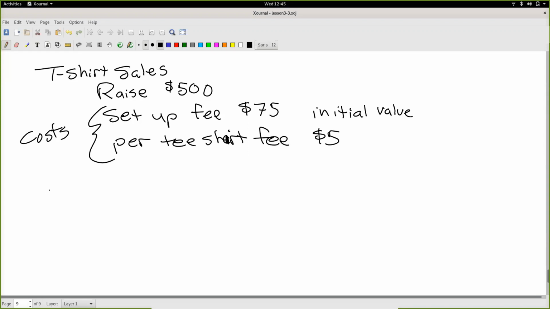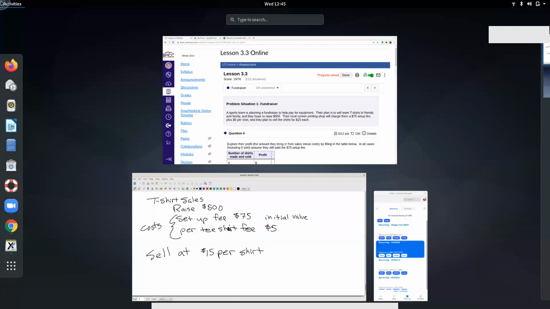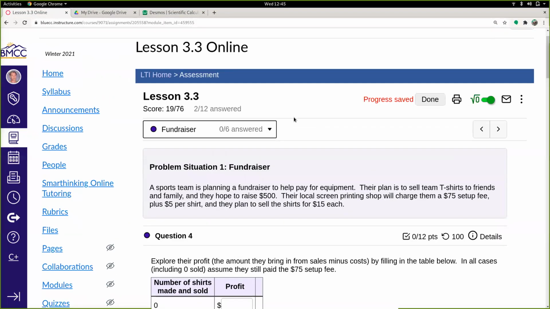And then they're going to sell the shirts at $15 per shirt. Does that sound like an accurate summary of that paragraph there? Yes. Okay, exactly. So I'm going to go read it again. So usually when I'm solving a new problem like this, I got to read it several times. I got to take notes. I got to read it again. Am I really looking at this right?